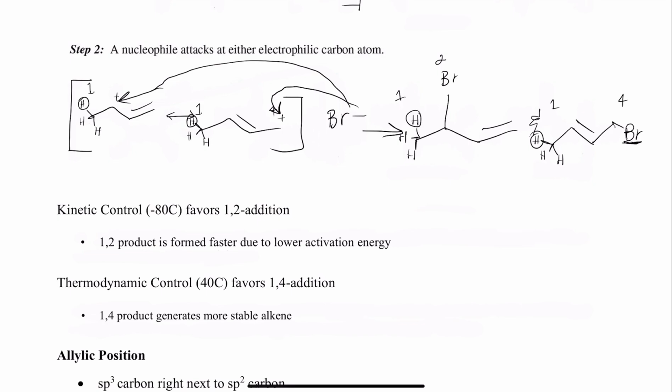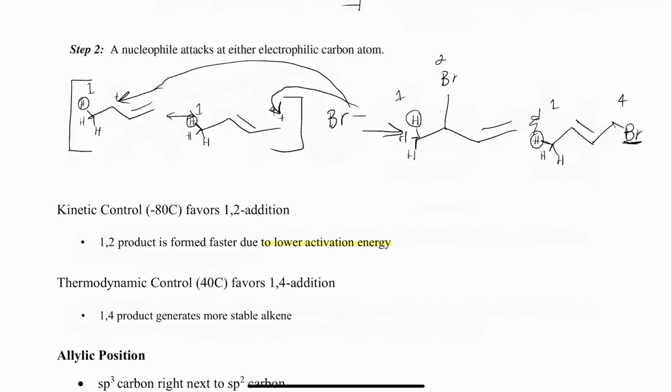The reason why, we know that kinetics is all about how fast or slow a reaction is. And so at minus 80 degrees, our 1,2 product is formed faster, and the reason is our 1,2 addition at minus 80 degrees has a lower activation energy. And we know that activation energy, we learned this in chapter 4 in Organic 1. Activation energy is the energy that's required to start a reaction. So the lower your activation energy, the less energy you need to get the ball rolling for your reaction, the quicker your reaction is going to be. So kinetic control is at minus 80 degrees, and it will favor the 1,2 addition because our 1,2 product is formed faster.